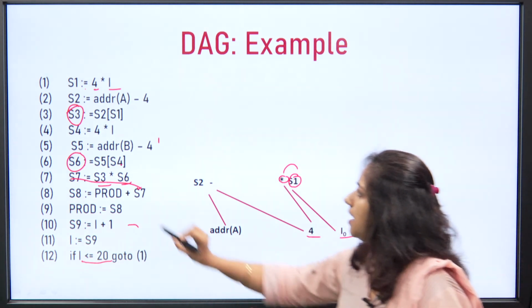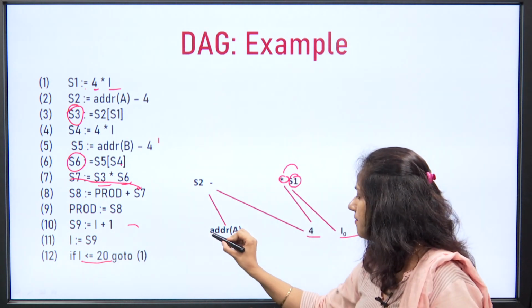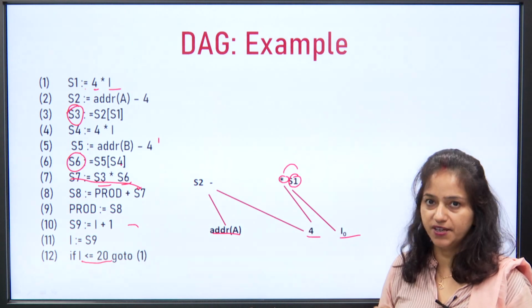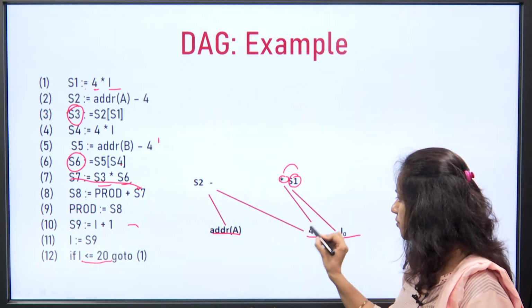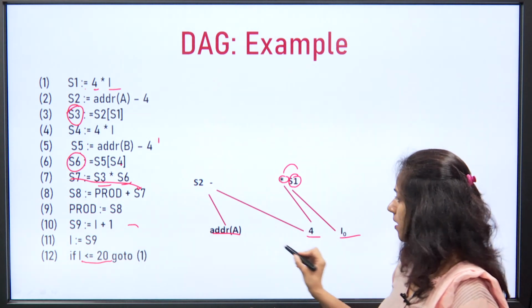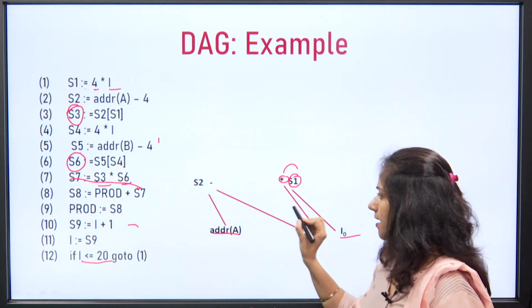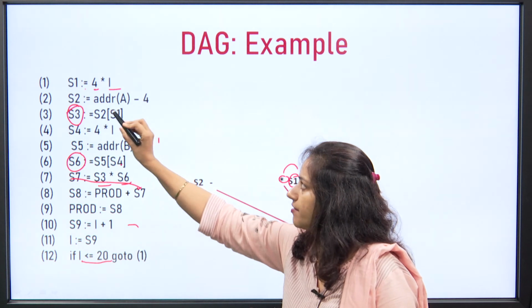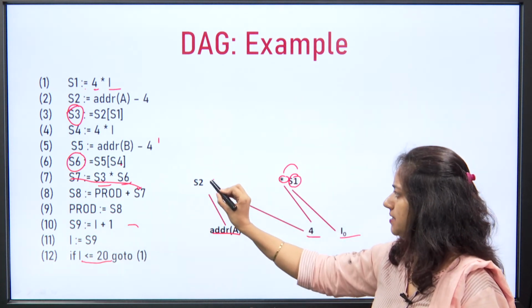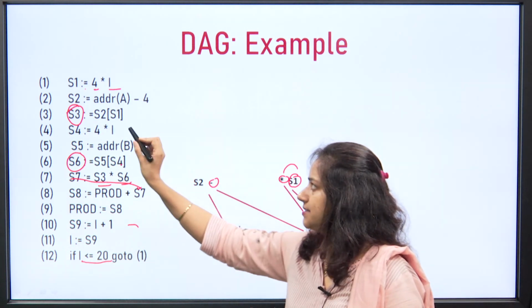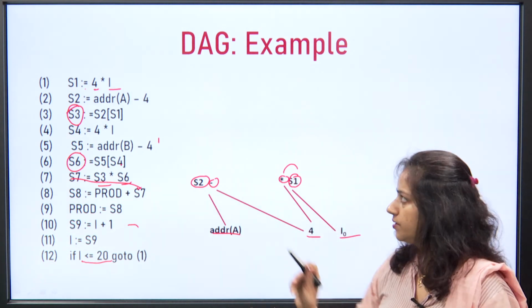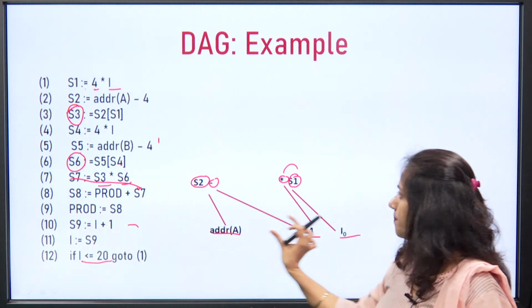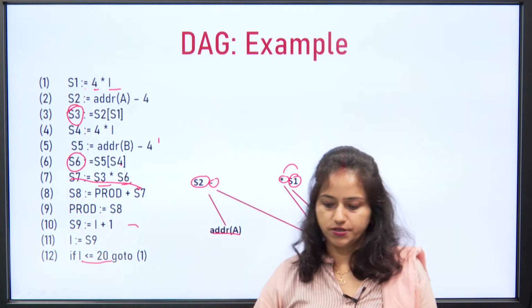Now, next is address of A. Here we will have a leaf node marked with address of A and minus 4. We can reuse this 4, and they will be multiplied, and here we will subtract address of A minus 4. So, this is the operator, and then this is assigned to S2. Similarly, here we can write S2. So, this is the DAG representation for these two statements.